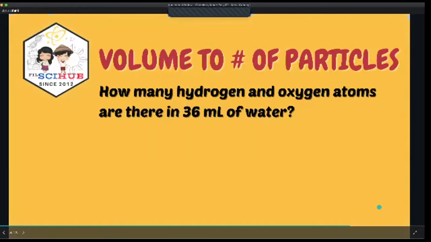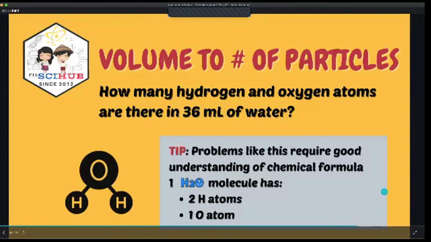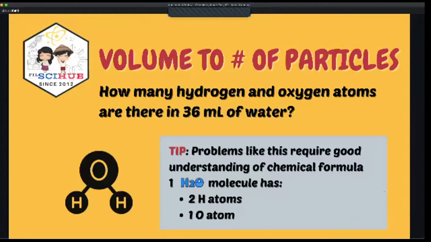So volume to number of particles, ay ito naman, medyo trick question ito. How many hydrogen and oxygen atoms are there in 36 ml of water? So this time around naman, di ba yung kinocompute natin kanina is number ng molecules ng water. So ano nga yung composition ng molecule of water? Ang molecule ng water is composed of 2 atoms of hydrogen and 1 atom of oxygen. So for problems like this, ang tanong kasi is number ng hydrogen and oxygen atoms, not number ng molecules ng water.